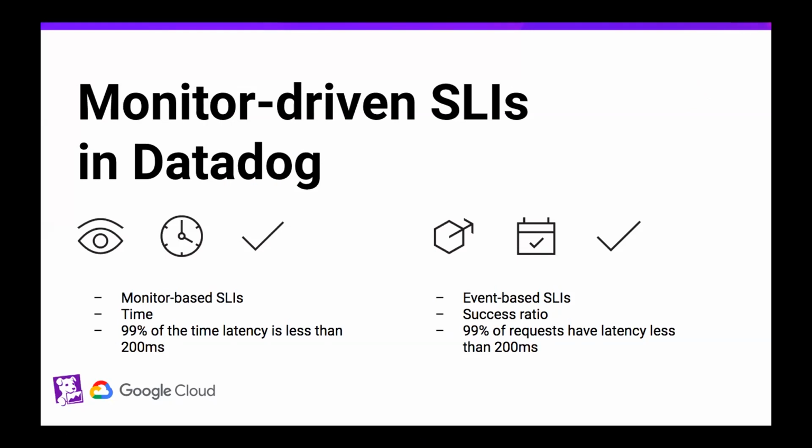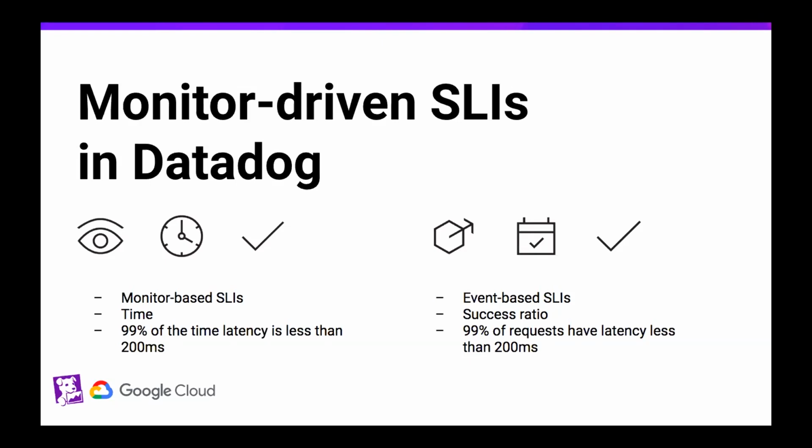So, thinking about the SLIs that Nathan was discussing, what does that look like when you're actually in Datadog? How do you know which SLI to choose? I also wanted to talk about monitor-driven SLIs as part of our product. There are two different ways to think about it. We have event-based SLIs, which are basically a success ratio, where, thinking back to the request count that Nathan was mentioning before, 99% of requests have latency less than 200 milliseconds, or 99% of requests aren't errors, they're successful. On the other hand, we have Datadog monitors or alerts.